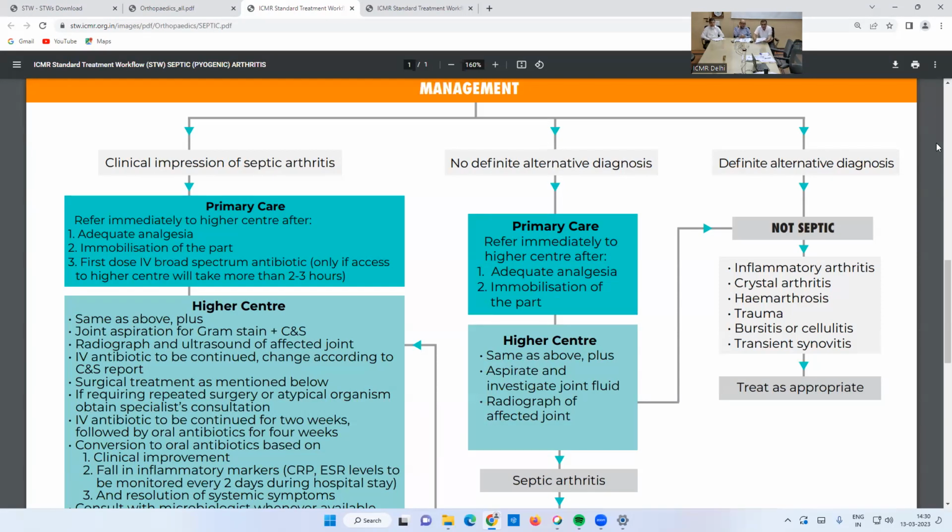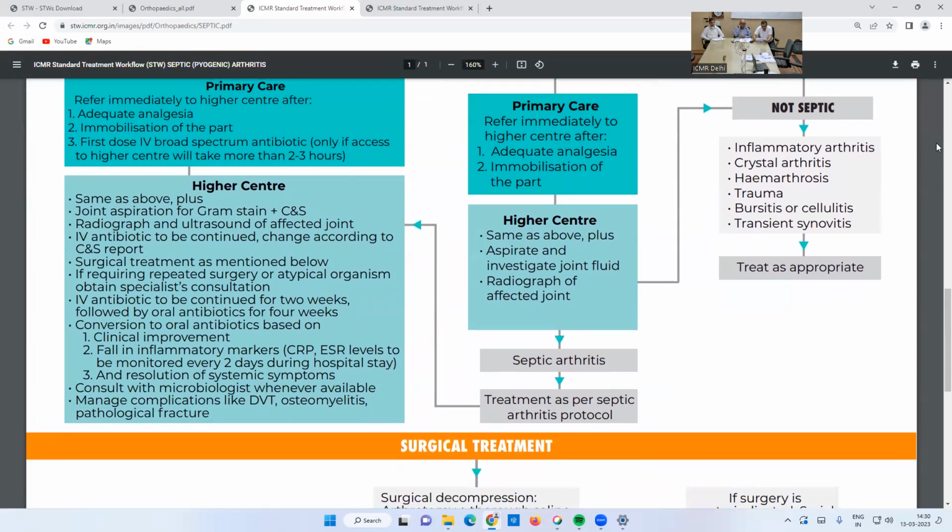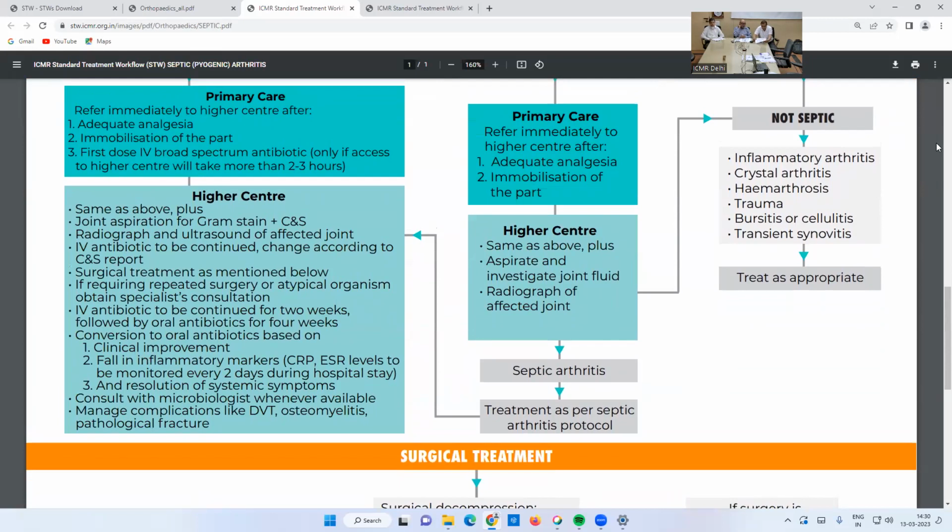So also sometimes it is needed, if the patient is not responding, that we consult the microbiologist. We also have to manage complications such as deep vein thrombosis, osteomyelitis, or pathological fracture that can occur in patients, and these should only be done at the higher centers. So if patients have a definite diagnosis, we can do it.